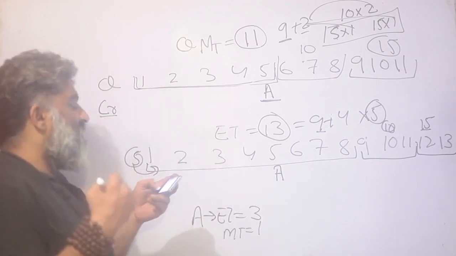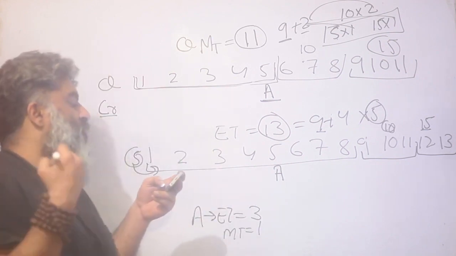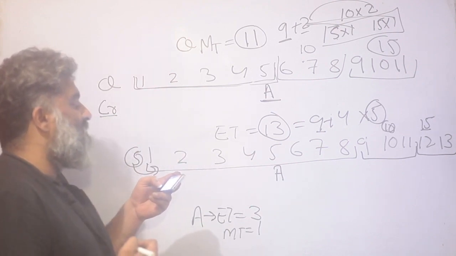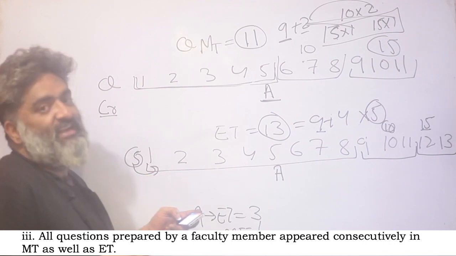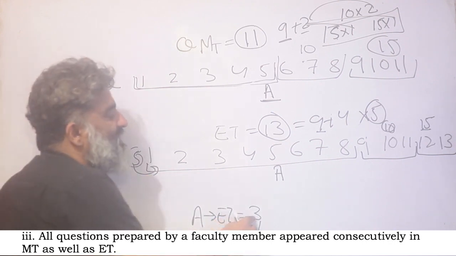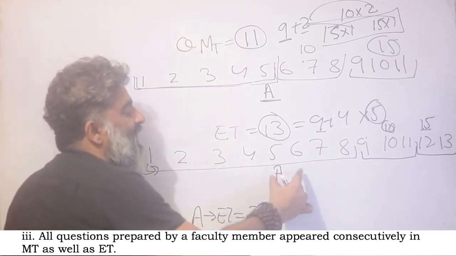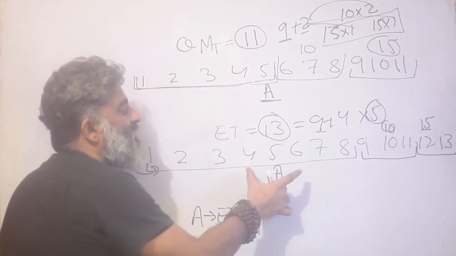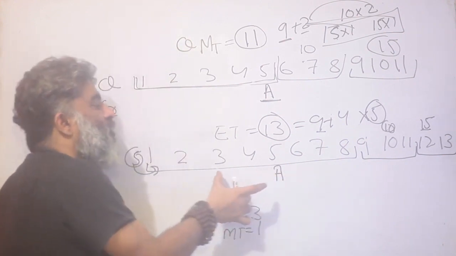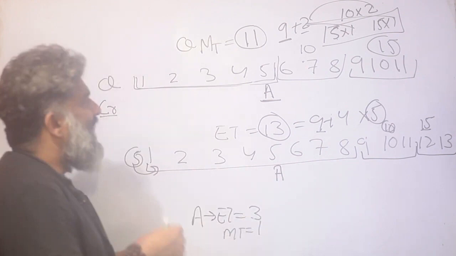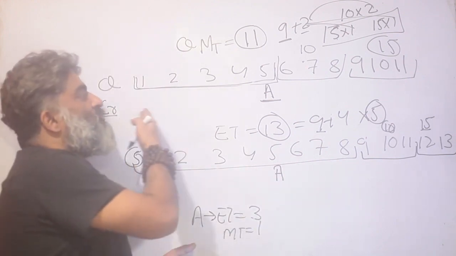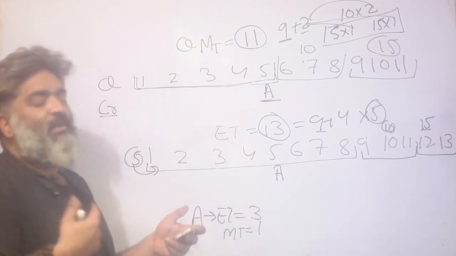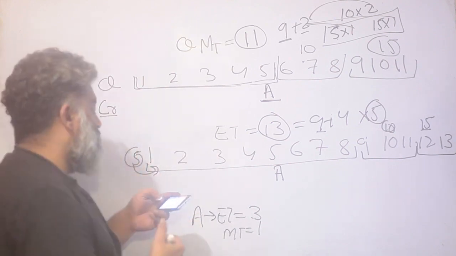The next rule was quite interesting. It said all questions prepared by a faculty member appeared consecutively in MT as well as ET. So for example, I know Annie has 3 questions. So it will be Annie, Annie, Annie in 5, 6, 7, or Annie, Annie, Annie in 4, 5, 6, or Annie in 3, 4, 5, right? And this rule means that all the questions by a particular creator will show up together in the order, which when combined with other rules will give me more information.